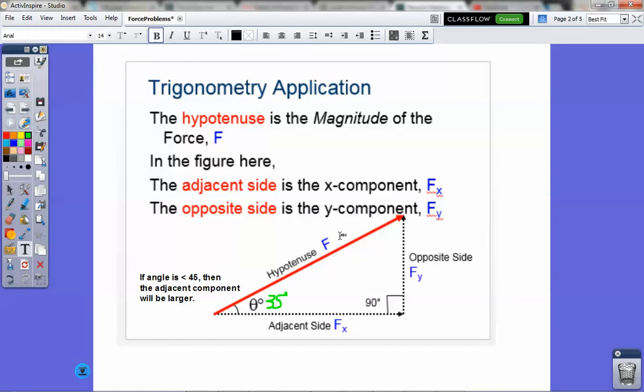So if you're comfortable solving right triangles, then you will also be comfortable finding components of force vectors, or any other vector for that matter. So let's take a look at how to do that.